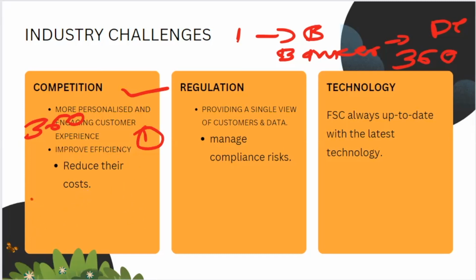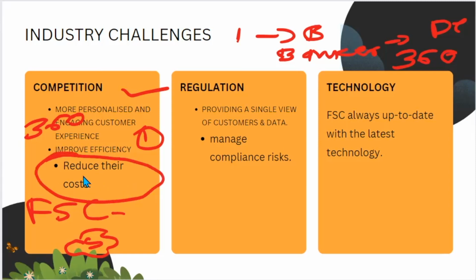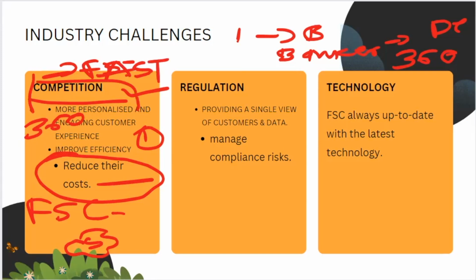Apart from that, since they are using FSC, it is a cloud-based technology. It is on Salesforce itself. So they don't have to maintain the server. They don't have to maintain people who are going to maintain the server. They don't need to worry about the data or anything. So it is also reducing their cost. So by reducing their time and reducing their cost, they can reduce the competition because they are providing fast services as compared to their competitors. Okay, so this is how FSC can solve the competition problem.